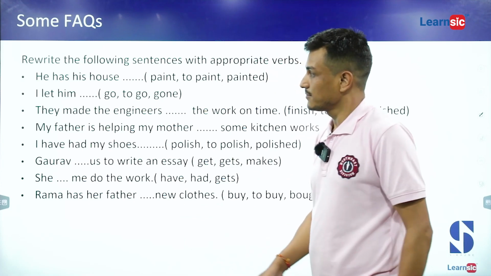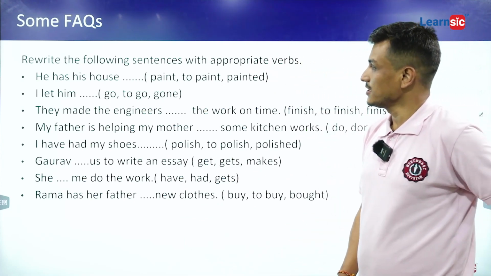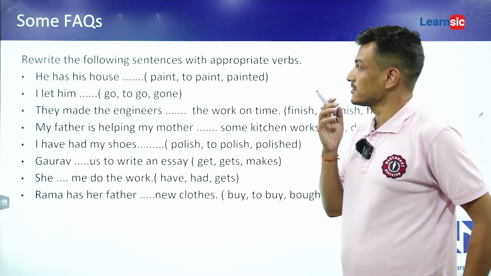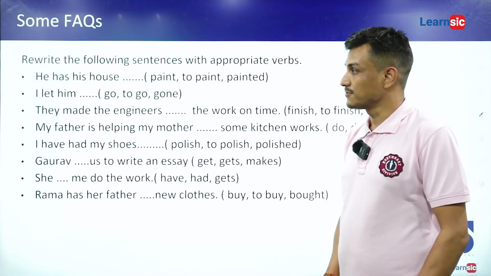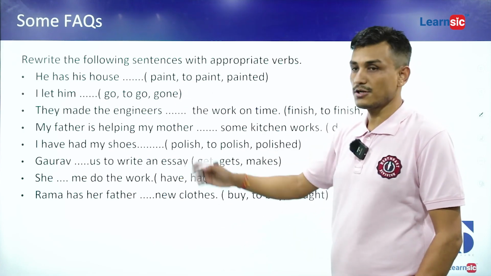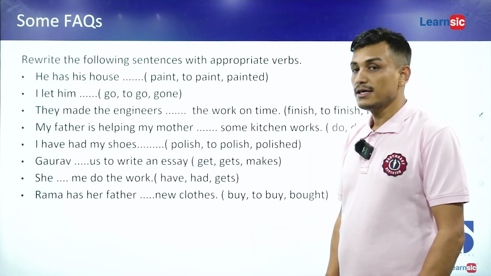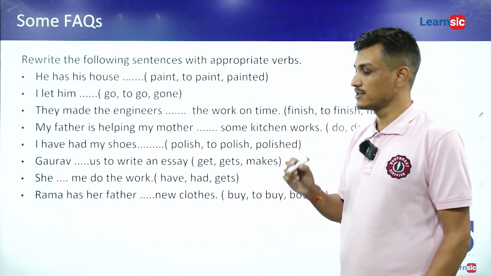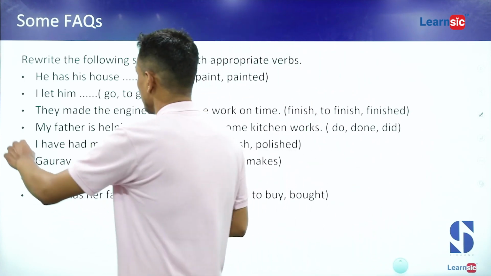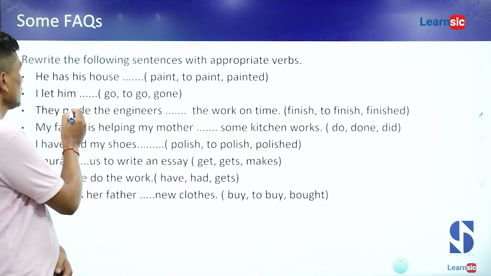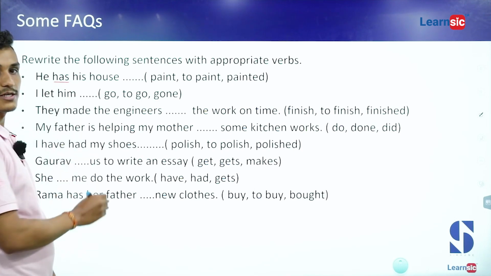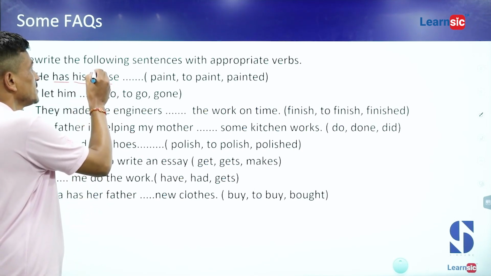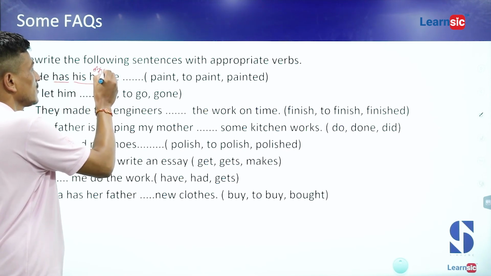I have some questions for you here. Please go through these and select the appropriate verb. Let's go for question number one. He has his house. He has his house. Now let me say, he has his, one of the causative verbs. His house is the object, or let me say, the non-agent.